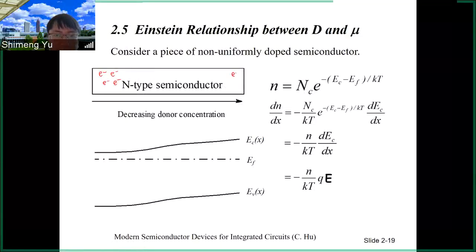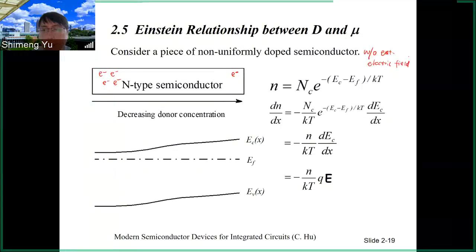And then you have less doping to the right. So the donor concentration will decrease to the right. So you have more electrons to the left, less electrons to the right. And let's consider this example, and we consider it without external electric field. This is another assumption we want to make in this example. There's no external electric field.